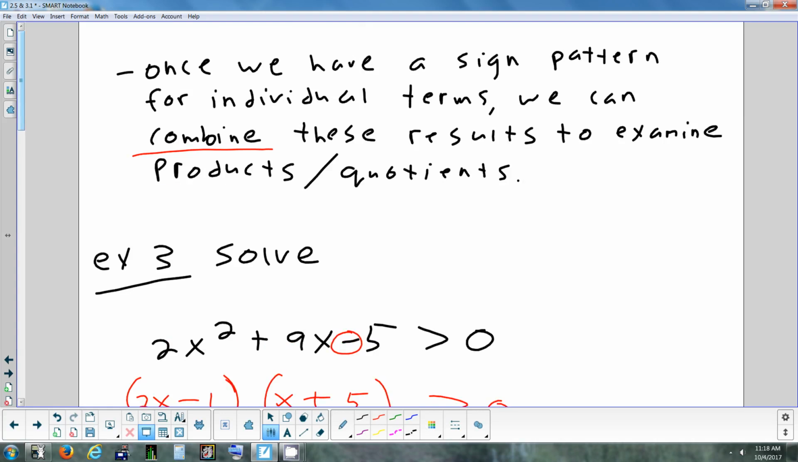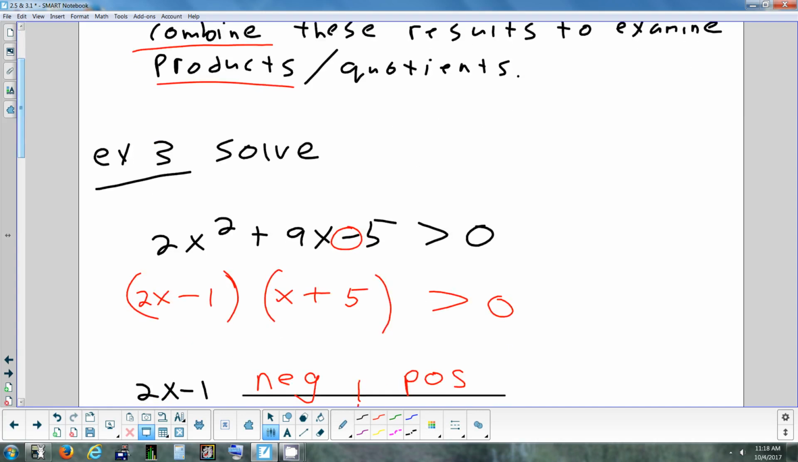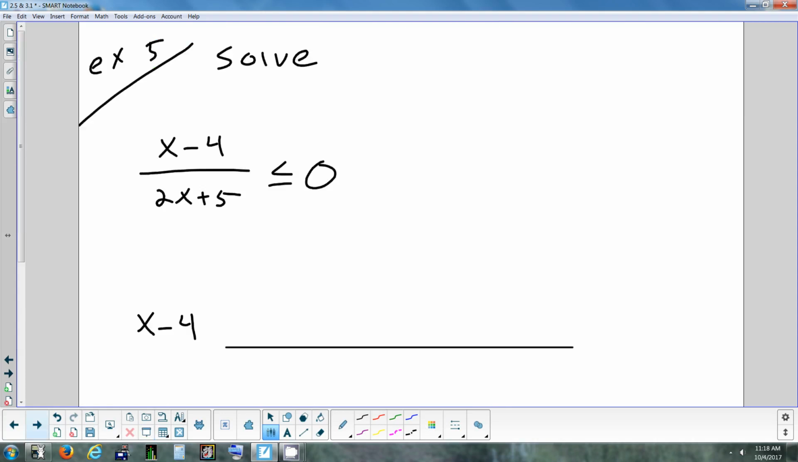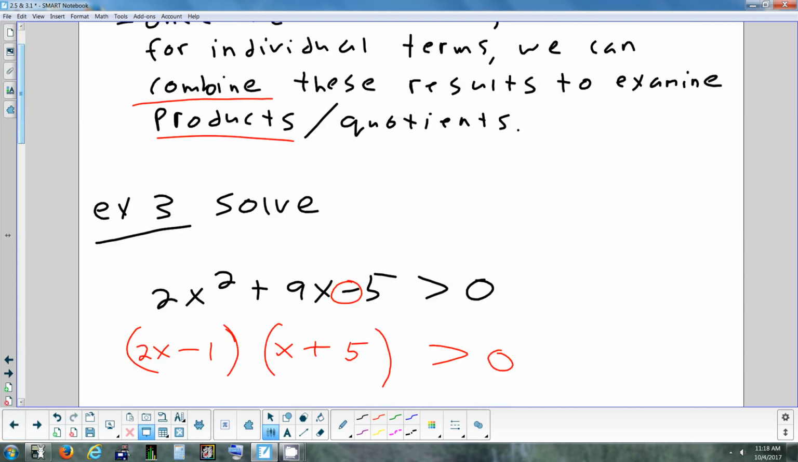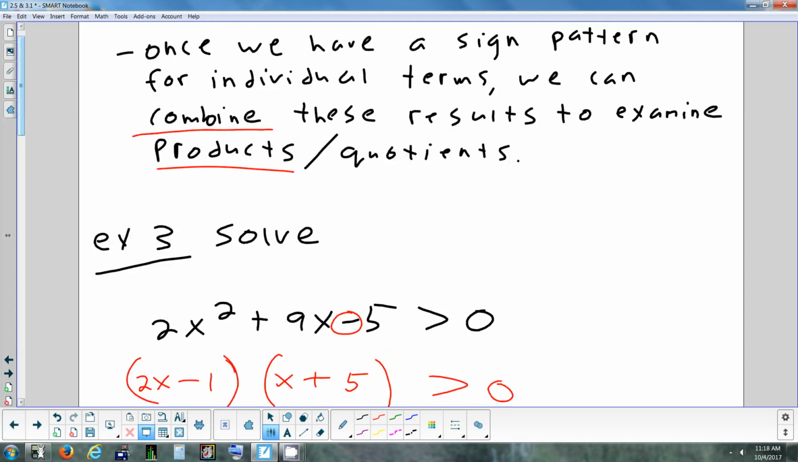This particular problem is about a product. How do you know it's a product? It's something times something. We're going to do one that's a quotient after. That's a quotient. Okay, so combine your individual sign patterns into one. You could just write that. That's all you're really doing.